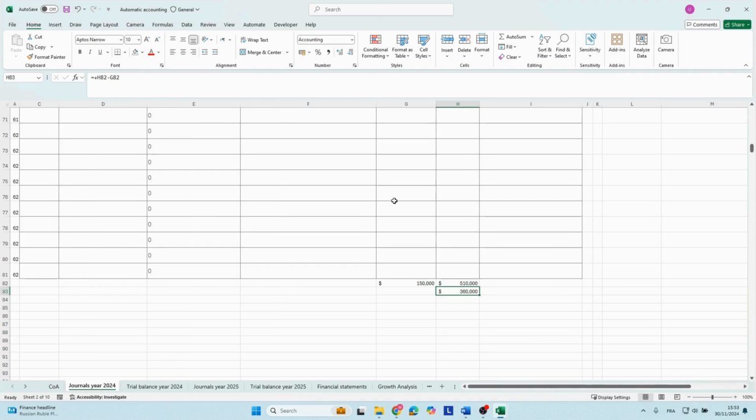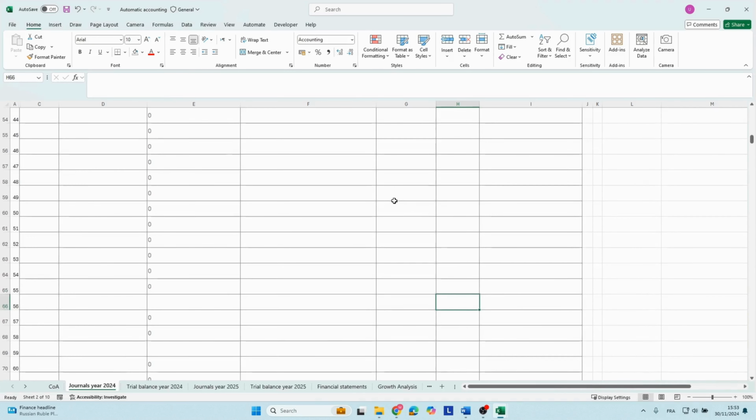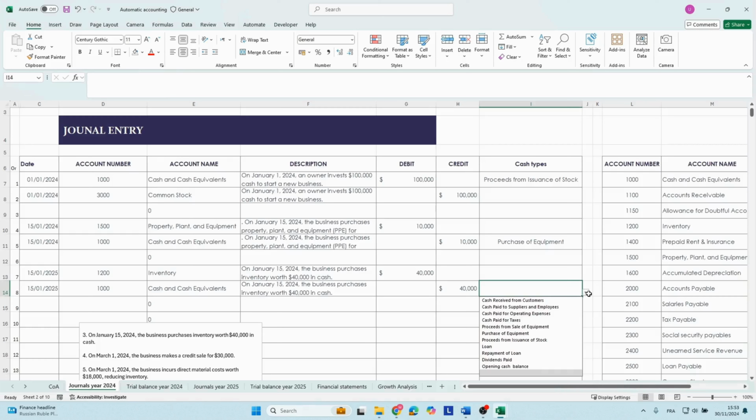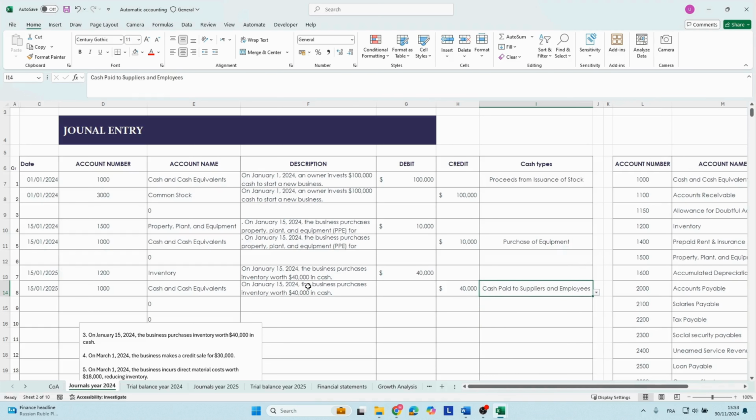If you are using accounting software, this is not possible, because if you want to move to the second transaction or close the journal, the system will not allow you to close. So you need to correct it before. So here, 40,000. And here we said that this is cash movement. So we spent money. We check the cash types. So here it's cash paid to suppliers and employees. We finish the third transaction.